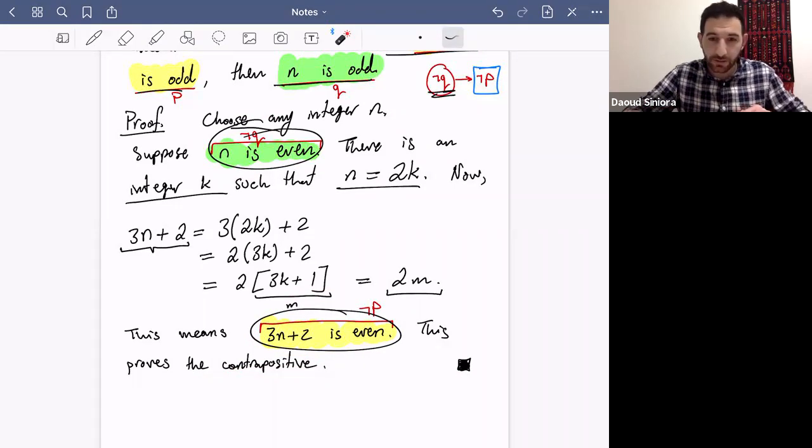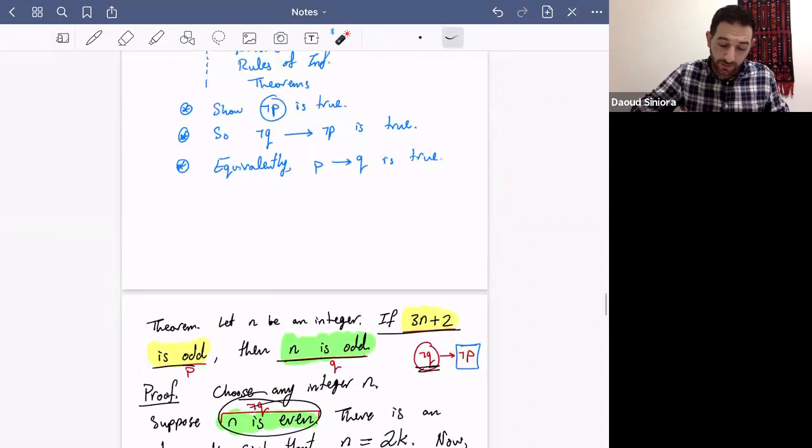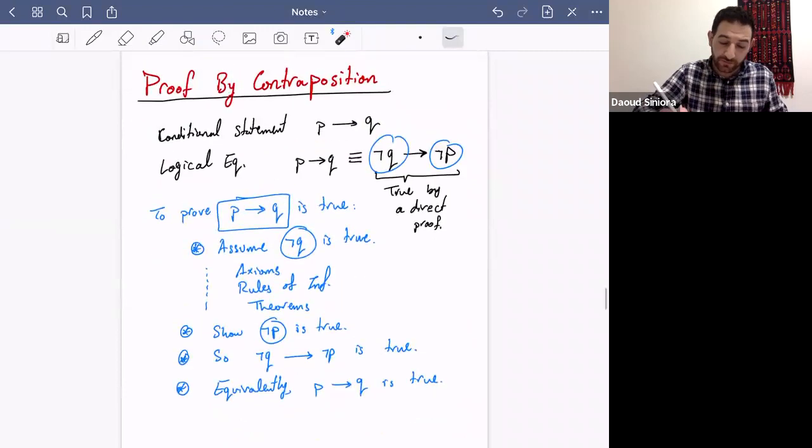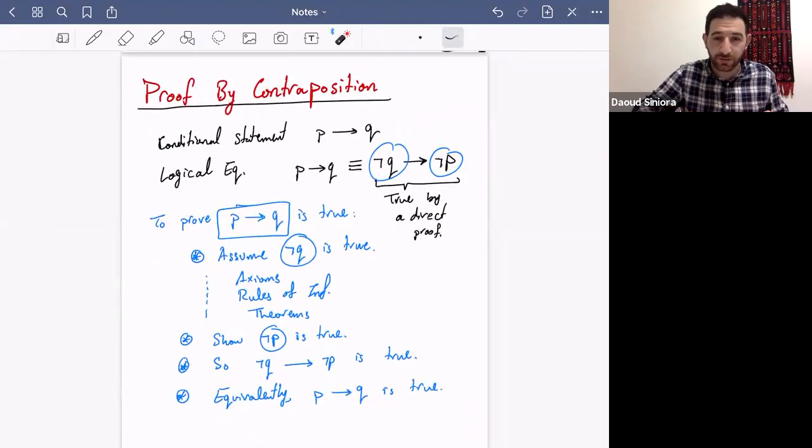And this shows the general strategy, the new strategy of today, which is proof by contraposition. In summary, to prove a conditional statement by proof by contraposition, you prove its contrapositive. So to prove P implies Q is true, we prove that not Q implies not P to be true by a direct proof. So we assume not Q, and then we show not P to be true.